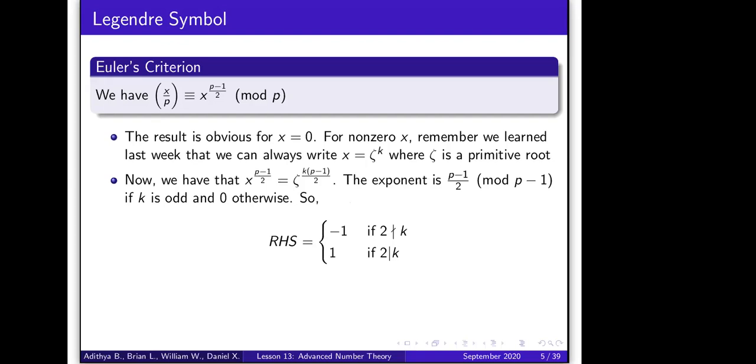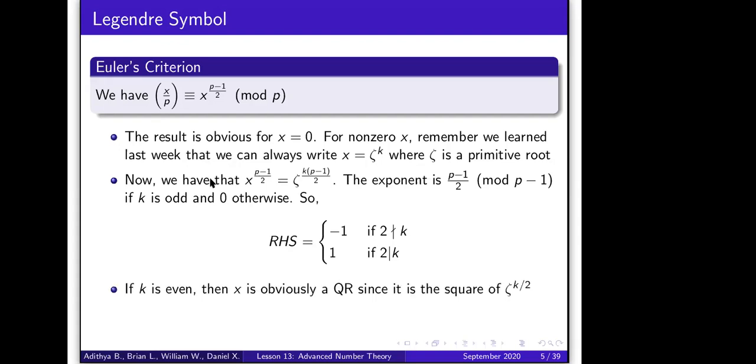So now, we know that zeta to the p minus 1 has to be 1. So the right-hand side is 1 if 2 divides k. And zeta to the (p minus 1) over 2 is -1, because it's the square root of 1, and it can't be +1 because zeta is a primitive root, so it's -1. So the right-hand side is 1 if 2 divides k, and -1 otherwise.